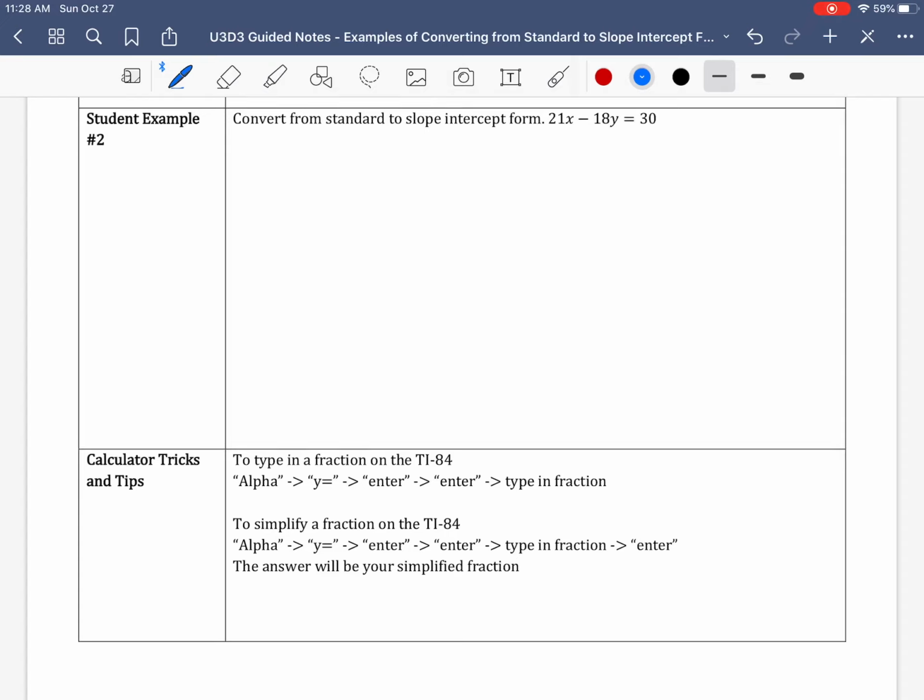On a TI-84 calculator, if you want to type in a fraction, you're going to click this green alpha button. And then where you would put in equations, it is about 2 or 3 buttons above your alpha button where it says y equals. And you click enter, enter. It'll let you type in a fraction. And then similarly, if you want to simplify the fraction, you'd go through that same process. You type enter, enter, type in your fraction and click it one more time. The answer that pops up will be your simplified fraction.